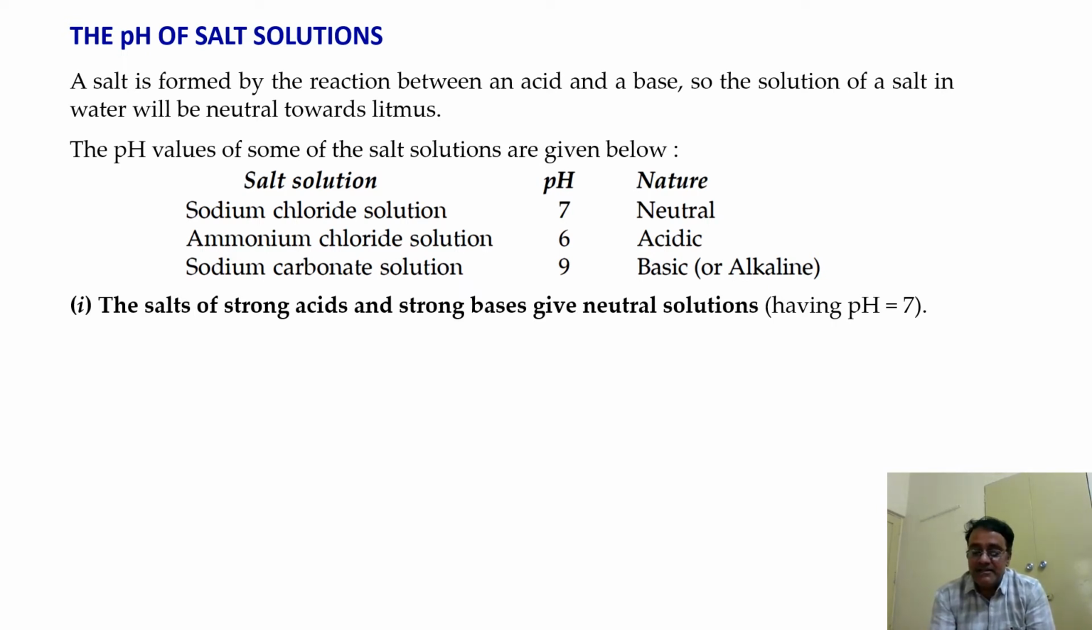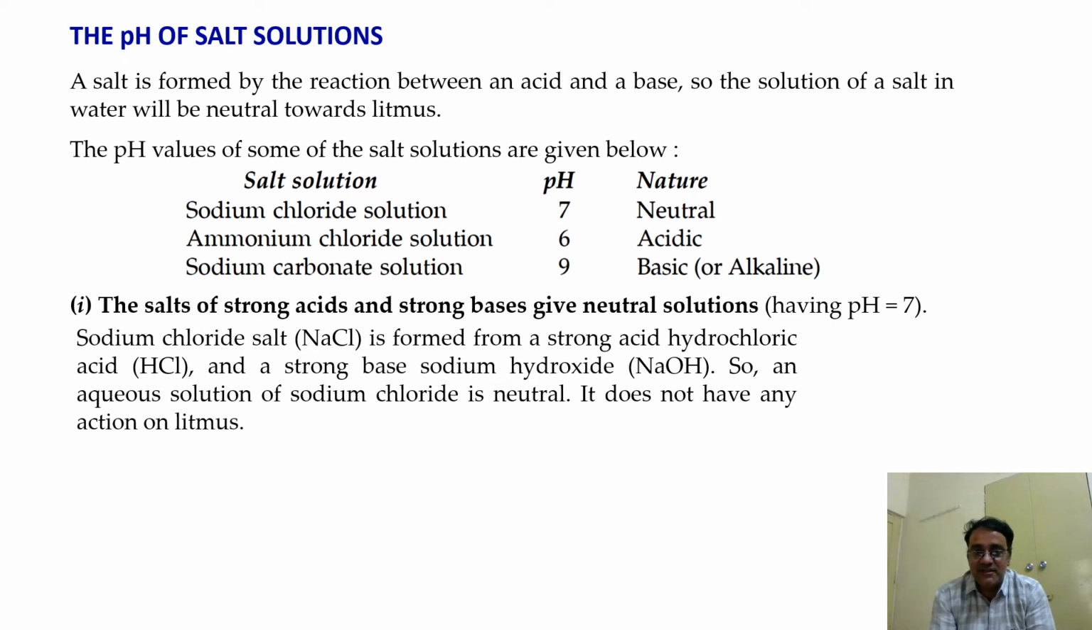So take an example of sodium chloride. Sodium chloride is the best example for this point, because sodium chloride is formed from a strong acid, that is hydrochloric acid, and a strong base, that is sodium hydroxide. Now both the acid and the base are strong, so we get a neutral solution. Okay, so this is the best example. Neutral means it does not have any action on litmus.